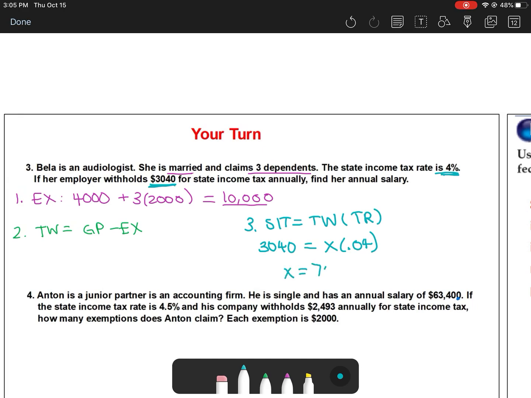So that gives me 76,000. Now remember, this is not her annual salary. This is her taxable wage. So now I can actually use this to find her gross pay. So now I'm going to go back to step 2 and fill this in.